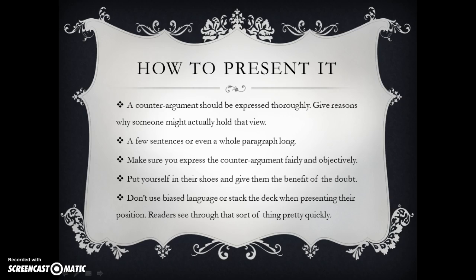We don't want to use connotative language that's going to make it seem like we're insulting or being unfair to their position. So saying something like, a bunch of stupid people think that, it's not going to win us a lot of credibility or a lot of points in our persuasive. So we want to be fair, we want to be thorough, we want to put ourselves in their position, try and really understand what their perspective is.